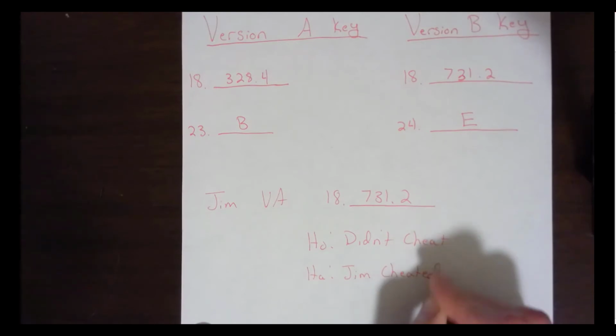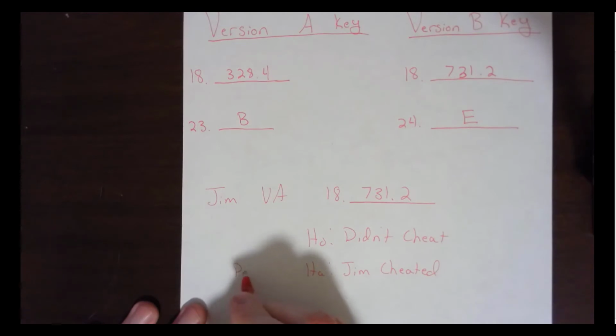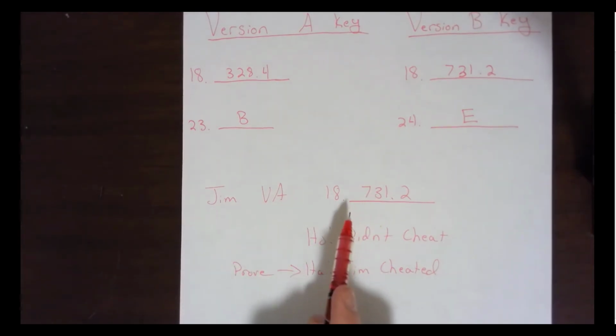So those are our two hypotheses. Jim didn't cheat, Jim did cheat. And this is the one that I have to prove. So I'm going to present my evidence. Question 18.